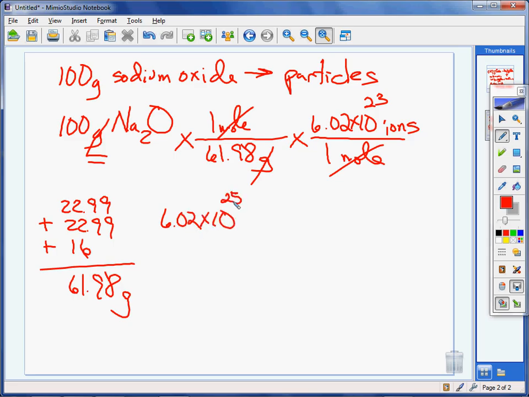And that's going to be ions of what? Na2O, divided by what? 61.98 times 1, so we've just got 61.98. Right, any units on the bottom? No, they got canceled. The grams got canceled, the moles got canceled. So, final thing, we just need to divide these through.